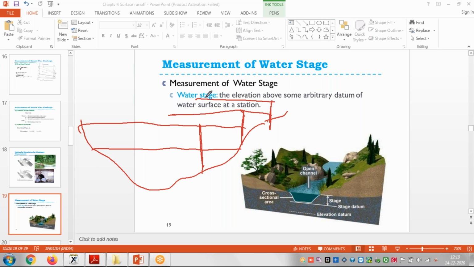So that is one of the gauges. If we fix more than one staff, then that is called a sectional staff gauge, right? It is only for measuring the height of the water in the river.